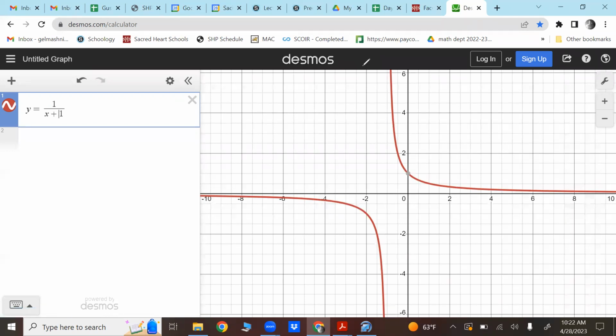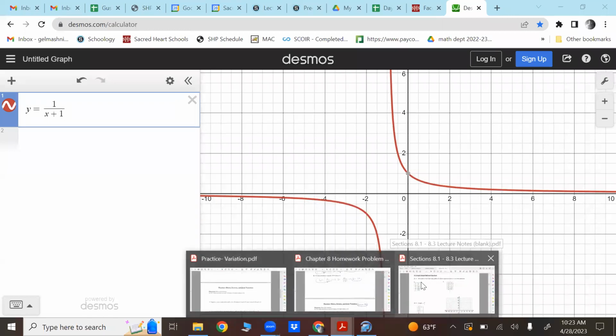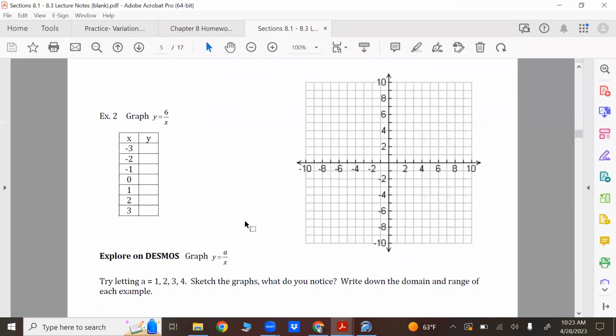Wait, so this one graph has 4 asymptotes? Yeah. No, 2 asymptotes. Sorry, 2. It's 0. Well, let's do some examples. But what we're going to do next week could have multiple, like 3 or 4 or 5 or 6.